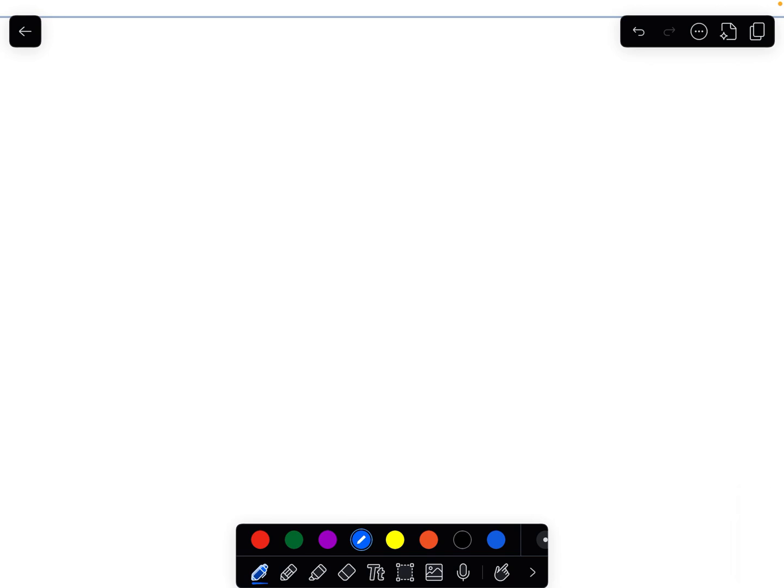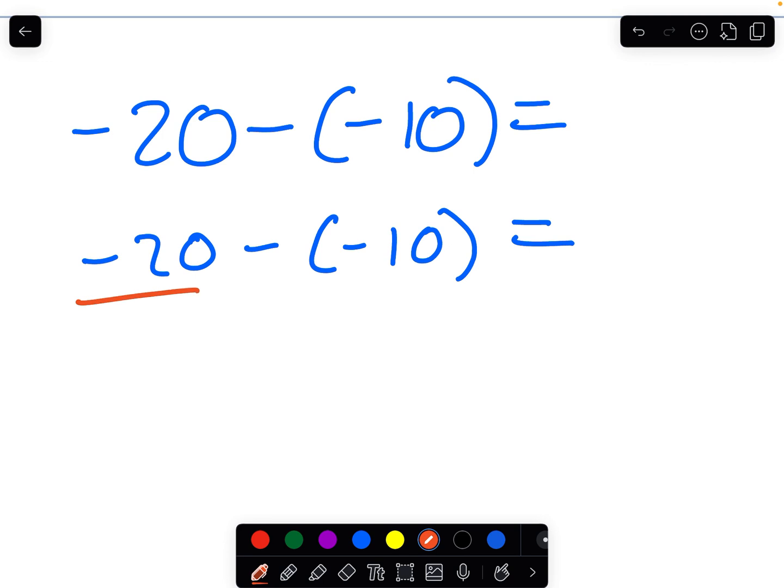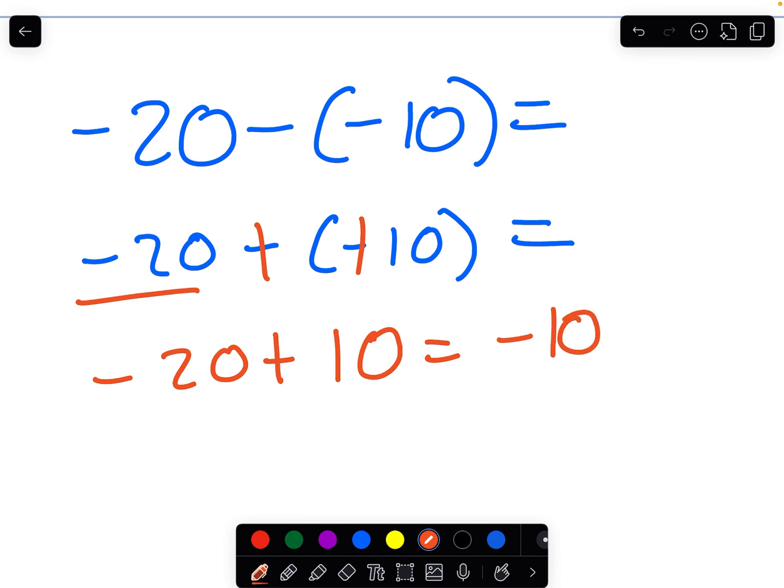Let's do one more problem. Let's do negative 20 minus negative 10. Ay caramba, look at all those signs. Okay. Keep, change, change. Actually, I'm going to rewrite the problem and do my keep, change, change. What do I get? I get negative 20 plus positive 10, which equals negative 10.